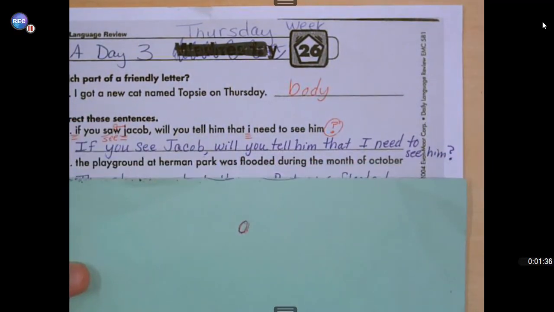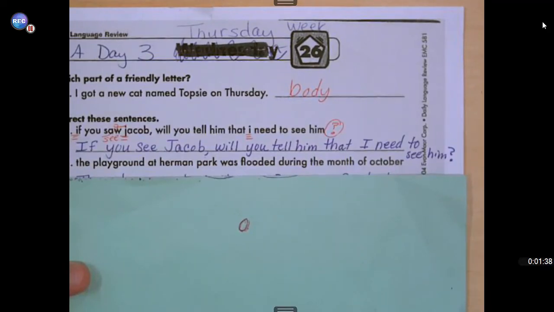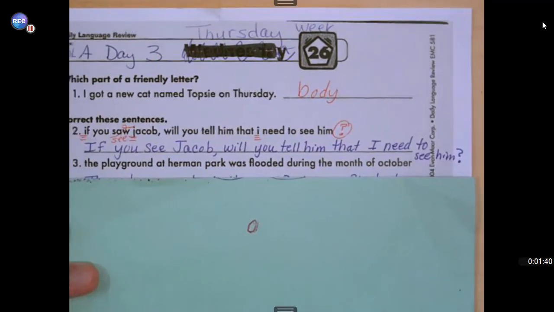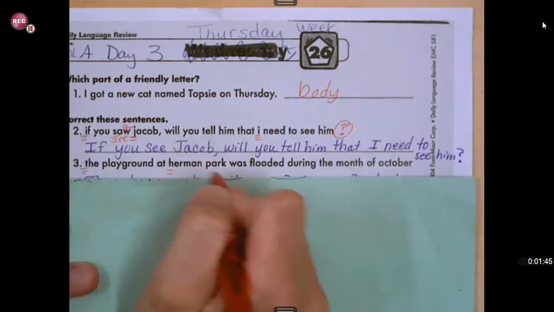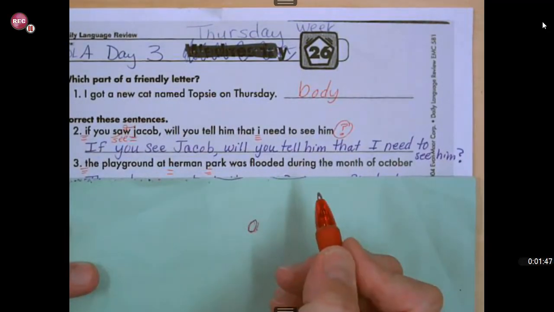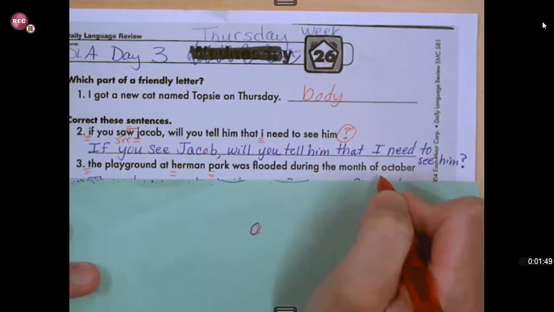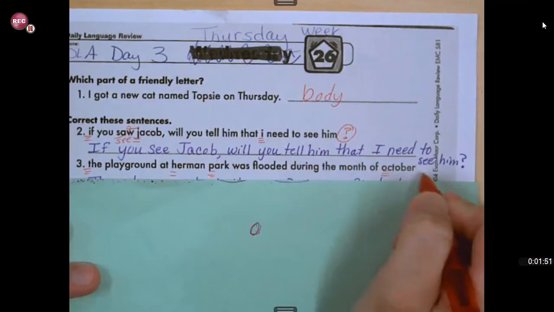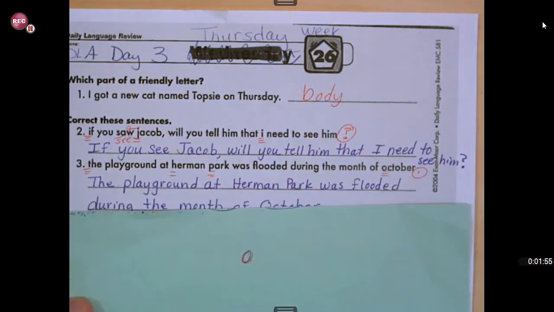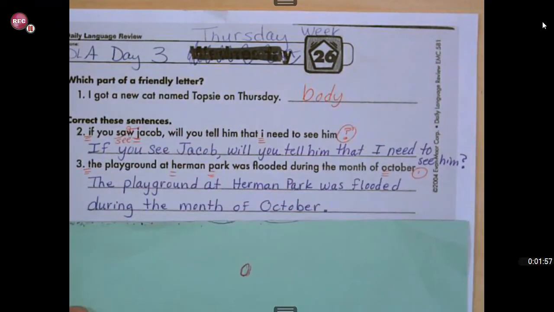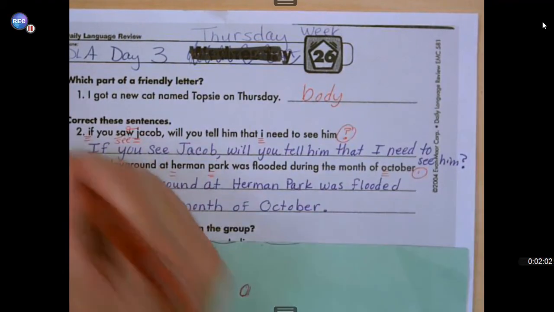Number 3, the playground at Herman Park was flooded during the month of October. So we're going to start with a capital T. Herman Park needs to be capitalized because it is a proper noun. And October needs to be capitalized. It's also a proper noun. And we're going to end with a period, because it's just a statement. The playground at Herman Park was flooded during the month of October. Okay, if you got that right, give yourself a star.